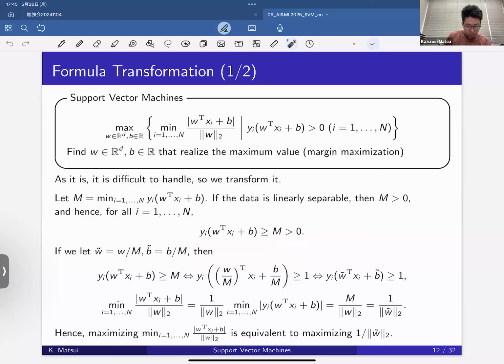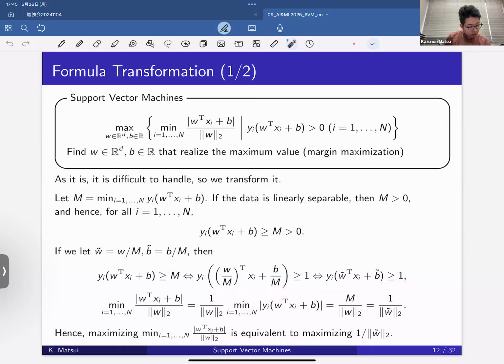So we divided this by m. When we do this to both sides, it becomes like this. And let's call w divided by m as w tilde, and b divided by m as b tilde. So we obtain this inequality.